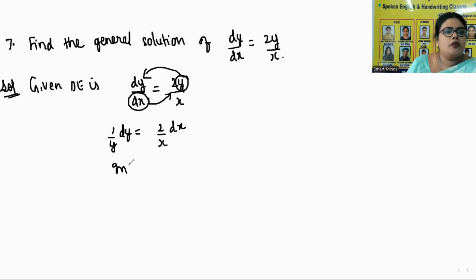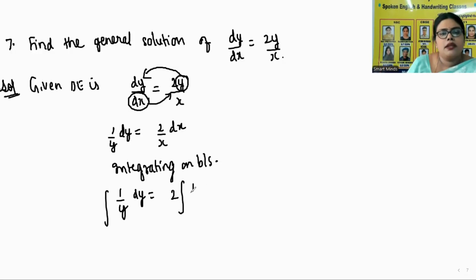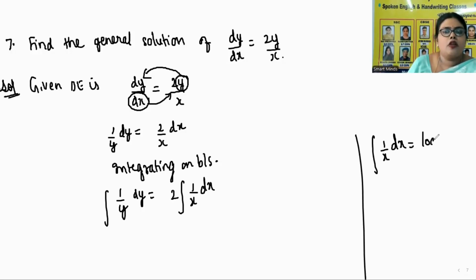Now integrating on both sides. So whenever you have dx and dy on each side, we have to integrate. So integral 1 by y dy is equal to 2 is a constant, integral 1 by x dx. Let me give you one more formula. Integral 1 by x dx is log mod x plus c.